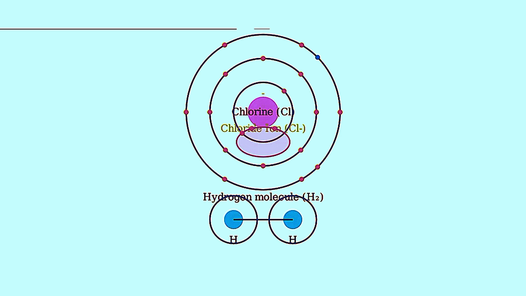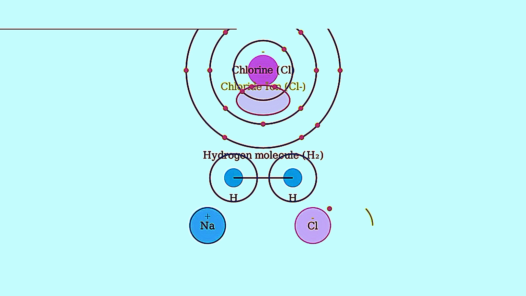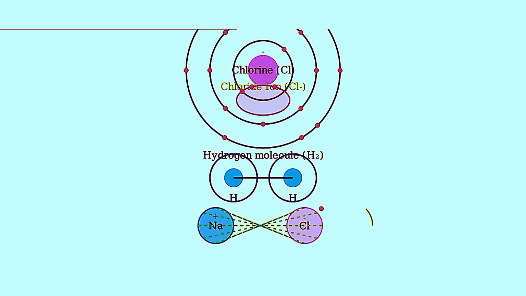Now, let's see how the first 2 methods combine to form an ionic bond. When sodium and chlorine come together, sodium donates its extra electron to chlorine. This electron transfer creates a sodium cation, Na+, and a chloride anion, Cl-. The opposite charges attract, forming an ionic bond. This is how table salt, or sodium chloride, NaCl, is formed.